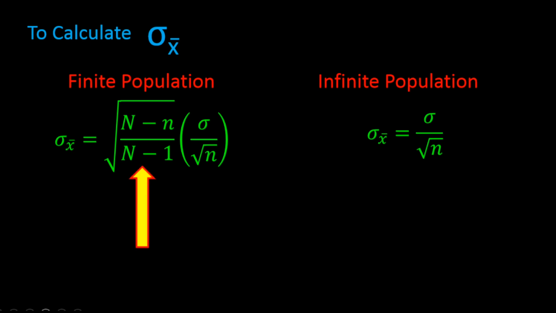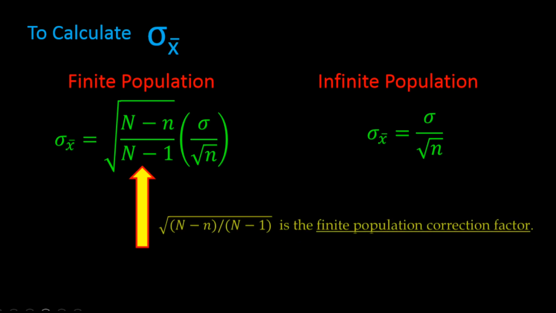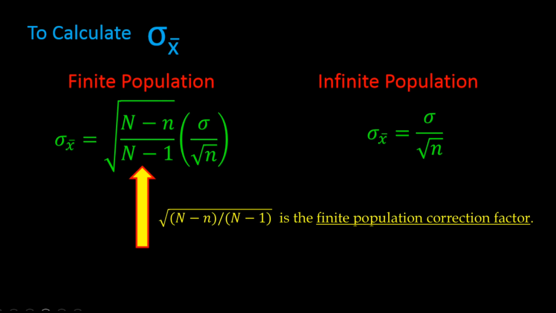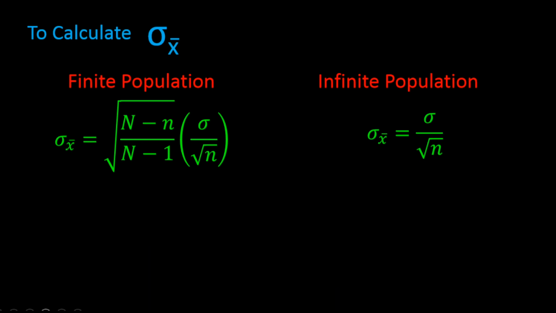The part of the formula that has the square root of big N minus little n over big N minus 1 for a finite population is the only difference between the two formulas, and this part is commonly referred to as the finite population correction factor. When the sample size little n is small relative to the population size big N, this factor calculates as close to 1. Because of this, the difference in the results between the two formulas is negligible. So we use the formula for infinite populations when calculating the standard deviation for x bar.